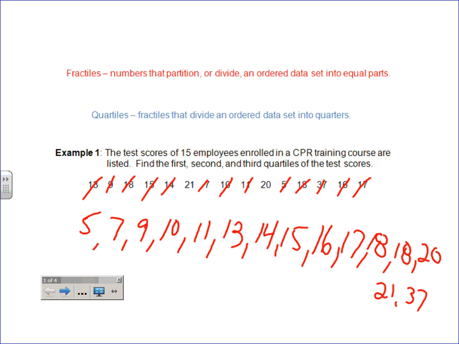Like so? Yeah. And again, it's probably a good idea to check. I'm supposed to have how many? Well, according to this, 15, right? 1, 2, 3, 4. All right, good.